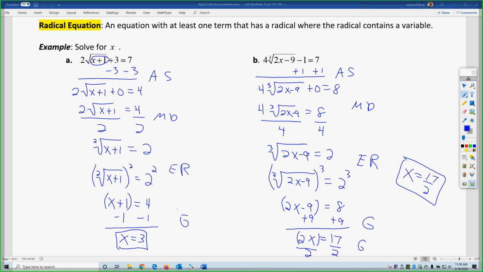If you plug that in, 17 halves times 2 is 17. 17 minus 9, that's going to give you 8. Third root of 8 is 2. Times 4 is 8, minus 1 is 7, so that works also. Pause the video, try the student problems for yourself.